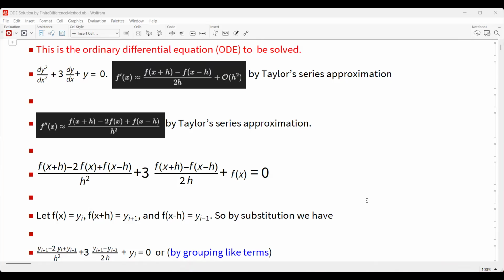This is the ordinary differential equation to be solved. Our given equation here is the second derivative of y with respect to x plus 3 dy over dx plus y equal to 0.